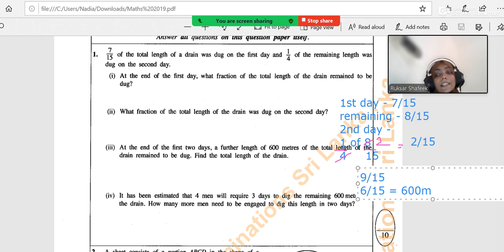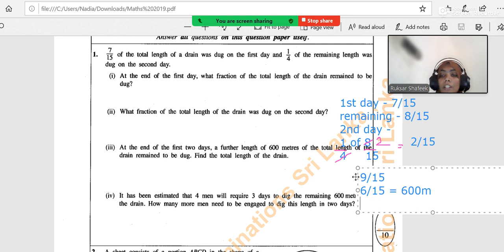Right? So 6 over 15 is equal to 600 meters and we need to find the total length of the drain. So total length of the drain would be 15 over 15. So if you look at that, the denominators are same. We're good with the question so far. 6 parts is equal to 600 meters, means 1 part is equal to 100 meters. So 15 parts would be 1,500 meters there. Right? So we are good with that. The whole drain is 1,500 meters. Moving on. So we're done with the first 3 questions there.